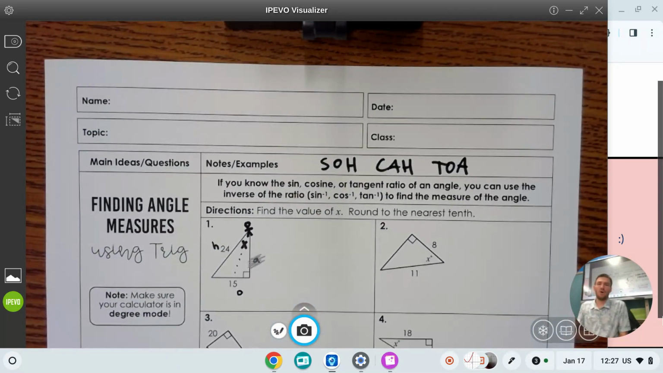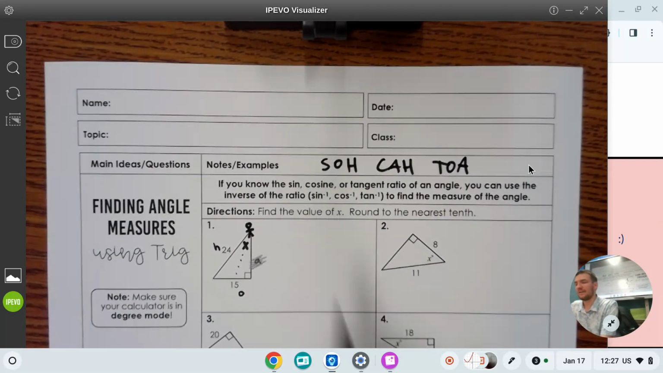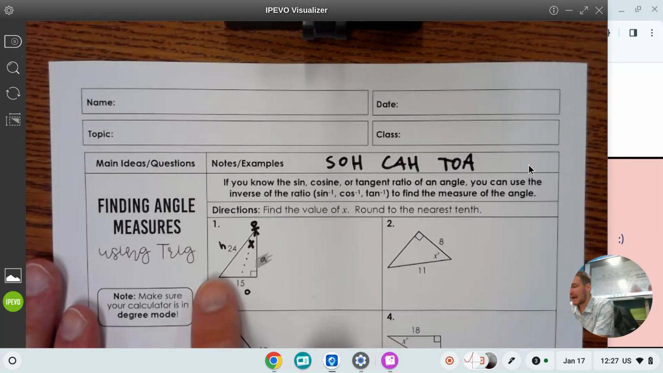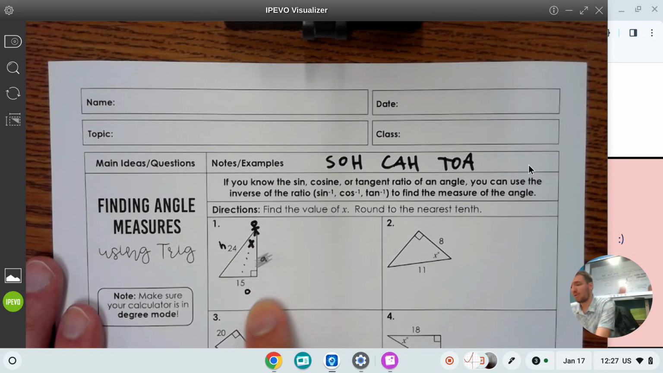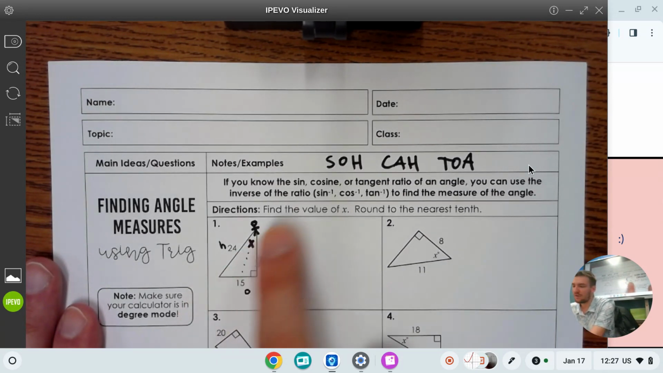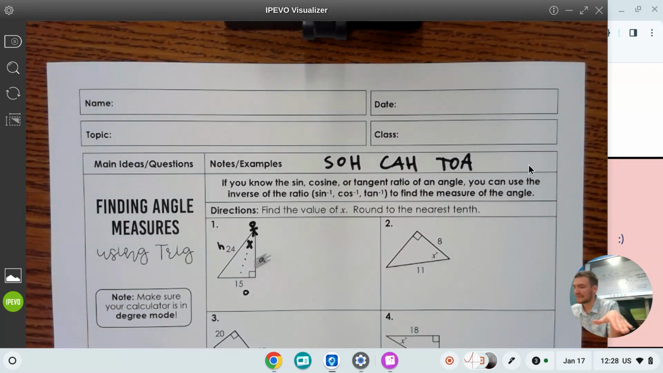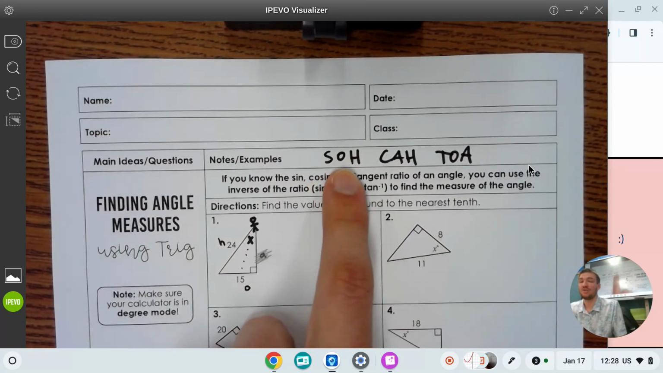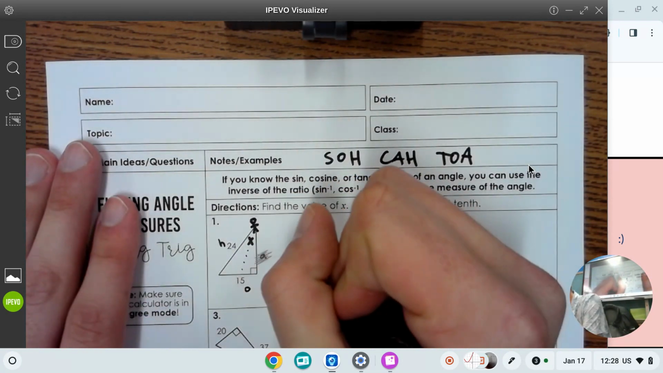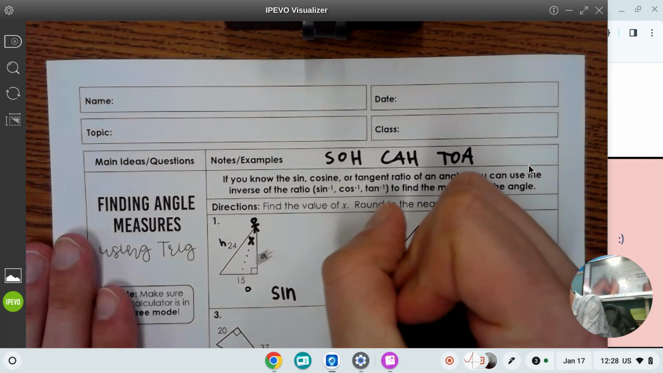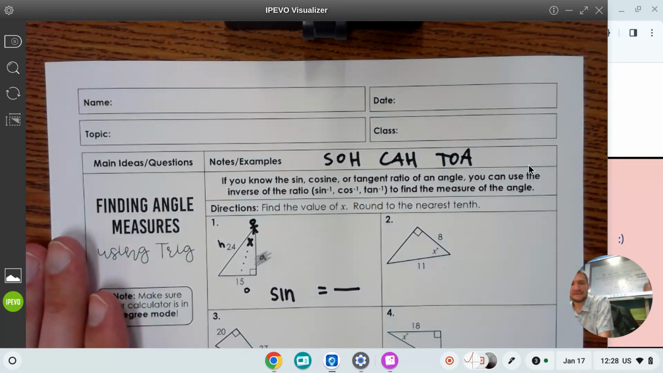Hopefully, you're getting your O's and your A's and your H's all correct. And with SOHCAHTOA, you can choose which trig ratio, which trig identity, that you want. Okay? So, I'm looking at, we need the one that works with O and H. Which one of these three works with O and H, but not A? Of course, it's the SO portion, which is the sine trig piece.